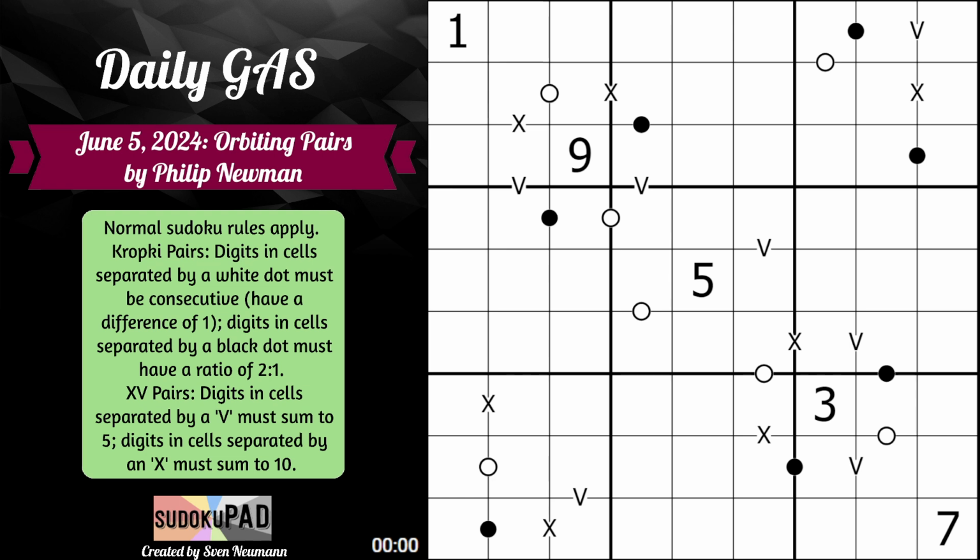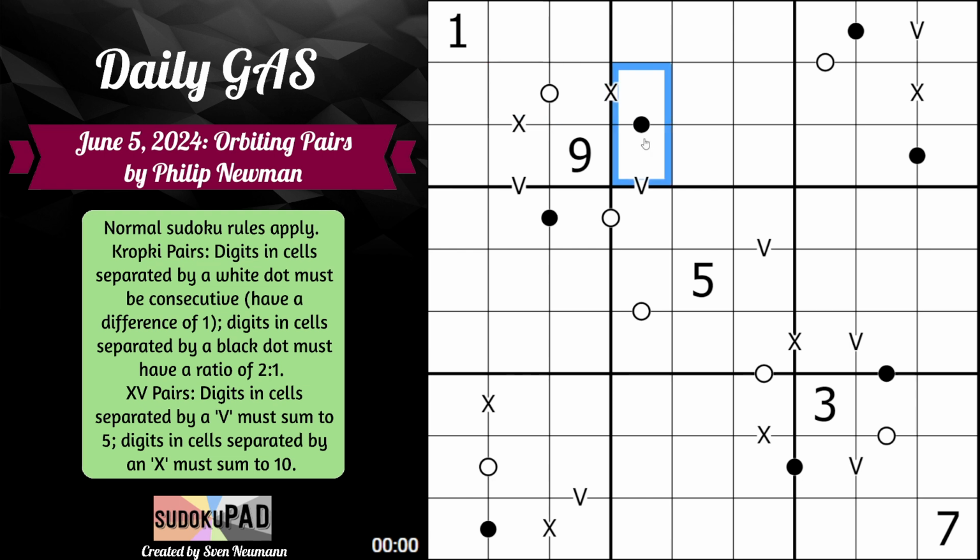Normal Sudoku rules apply. Crop key pairs, digits in cells separated by a white dot must be consecutive. Digits in cells separated by a black dot must have a ratio of 2 to 1. So we'll do this first. The white dot tells us that the digits must be consecutive, with a difference of 1. Digits that follow one after the other: 1, 2, 2, 3, 3, 4, so on and so forth up the line.